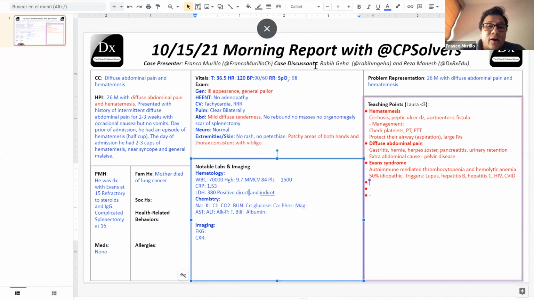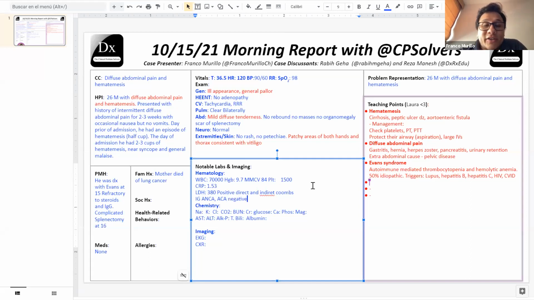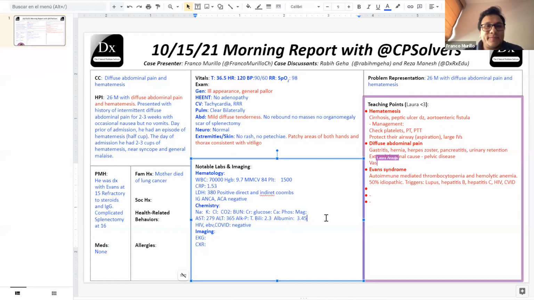We also repeated the whole immune panel with ANCA negative, ANA negative. A thrombophilia panel was recovered from the prior history that was also negative. HIV negative, CMV, Epstein-Barr, COVID, all of those came back negative. Regarding the liver function tests, the AST was 279, ALT 365, total bilirubin 2.3, direct bili 1.17, the albumin was 3.45. I think I can stop there.